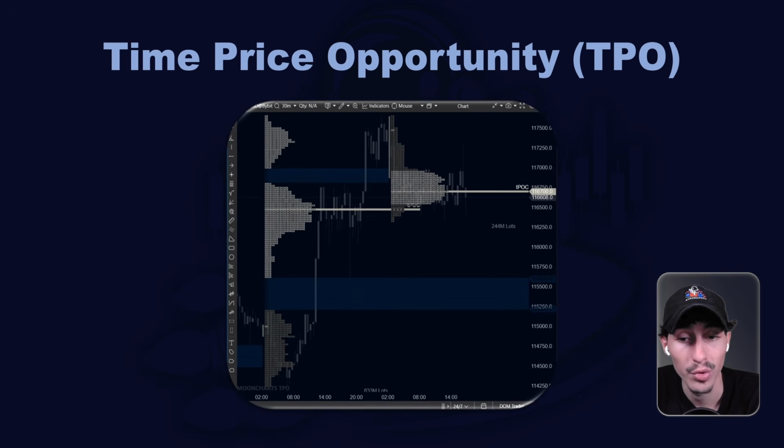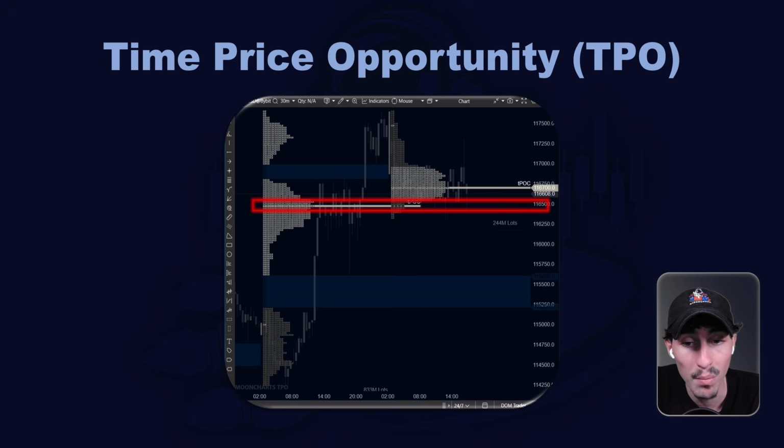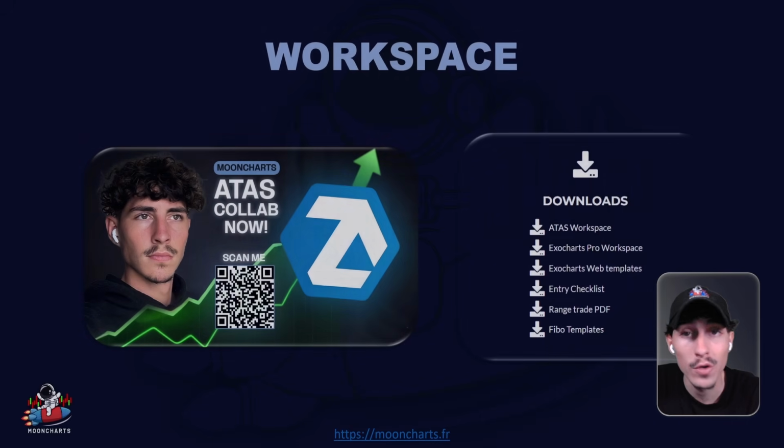Just to give you an example, at the time I'm recording the video, you can see that the previous day time point of control was literally the support for more than half of the day. So these levels are really nice. And that's it for the top 5 ATAS features every crypto trader should know.